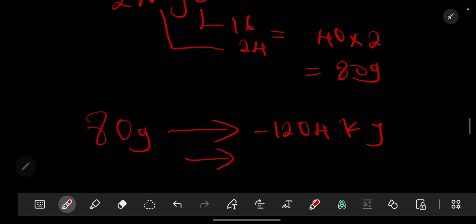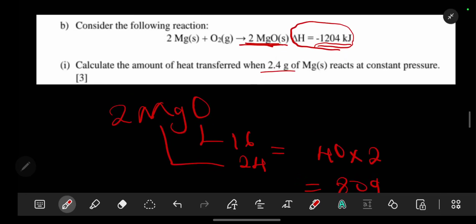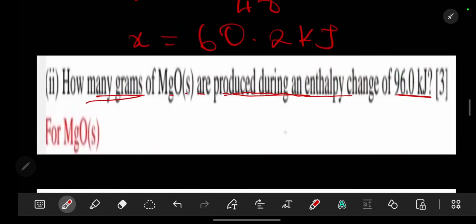Then what if you have this amount? We are solving this one: how many grams of magnesium oxide are produced during an enthalpy change of 96 kilojoules? So we are looking for magnesium oxide.